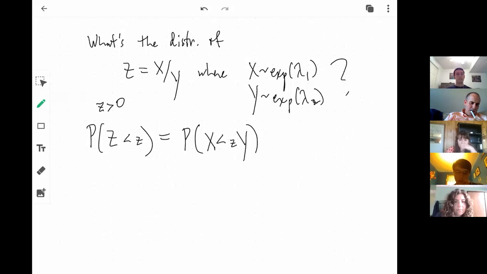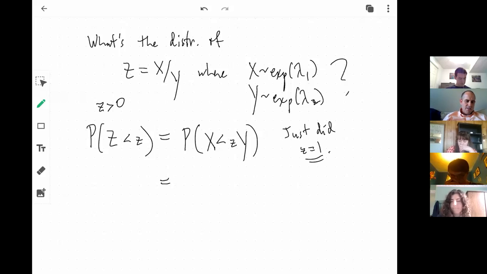We have the joint density for this thing. We just did the probability that x is less than y. That was basically little z equal to 1, didn't we? We just did the probability that x is less than y straight up. And now we're asking, what's the probability that x is less than some positive multiple of y?